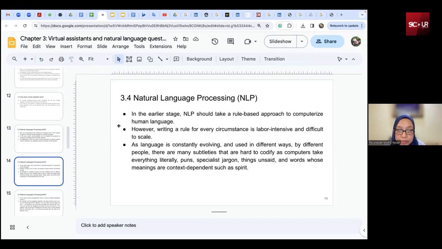Take everything literally, puns, specialist jargon, things unsaid, and words whose meaning are context dependent, such as spirit. So dia banyak, it is very complicated lah kan, to apply or to develop the NLP program or system lah. You need to consider these factors lah. Hard to codify, susah nak code kan. Take everything literally because ada banyak puns, jargons.